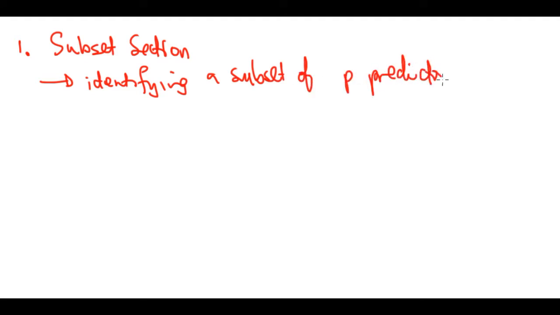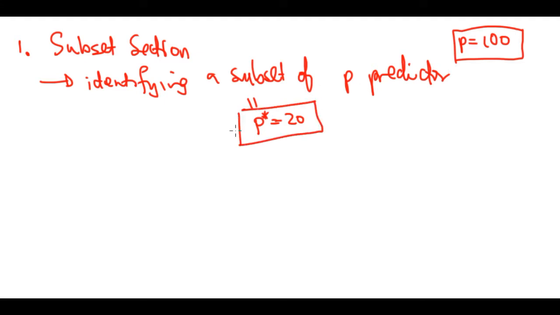Let's say here we had P equal to 100 predictors. Here we're going to identify a special subset made up of 20 predictors, right? That we believe are related to the response. So instead of including all the 100, we're going to just select the ones that we believe are related to the response. Then we fit the model on these 20 using least squares. Instead of applying least squares to all 100, we first do subset selection and then we apply least squares to the ones that we think are very related to our Y, right?